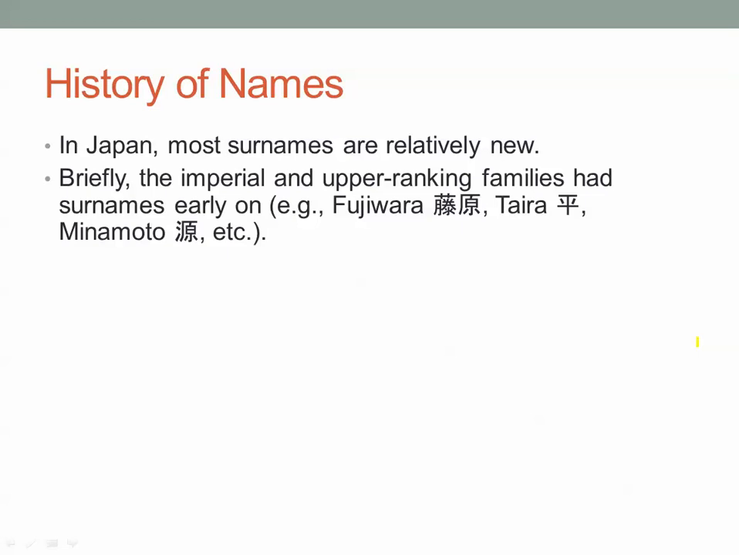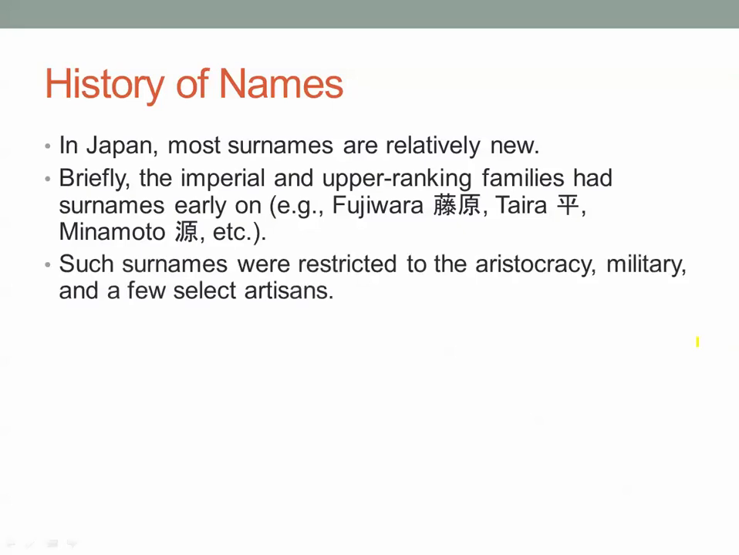The Fujiwara, that's a name that you should be familiar with if you know anything about Japanese history. The Fujiwara were the most prestigious family in the Heian court, and they were inextricably tied with the imperial family. Then there was also the Taira and the Minamoto. But surnames were restricted to the aristocracy, the military, and a few select artisans. And by saying that, I'm really making a huge sweep across time. And I'll give you a little more detail in a minute. But what I mean by huge sweep, all the way from the Han into the Tokugawa, okay?